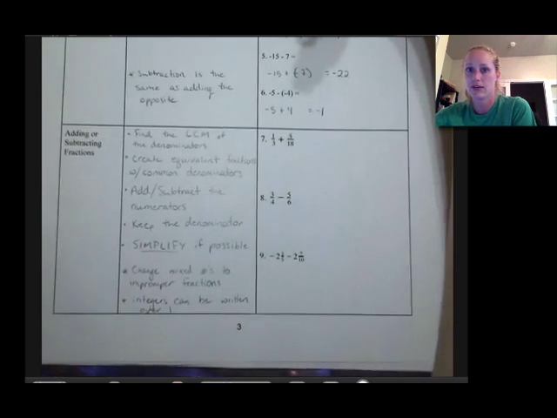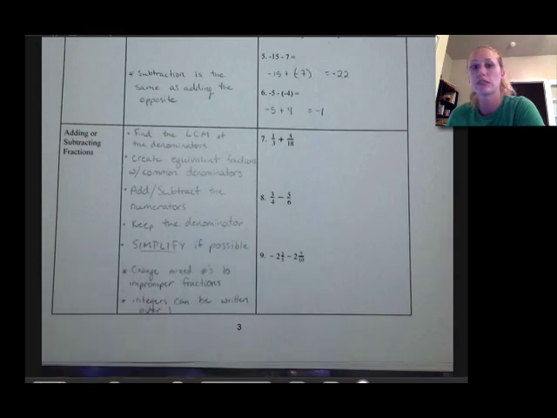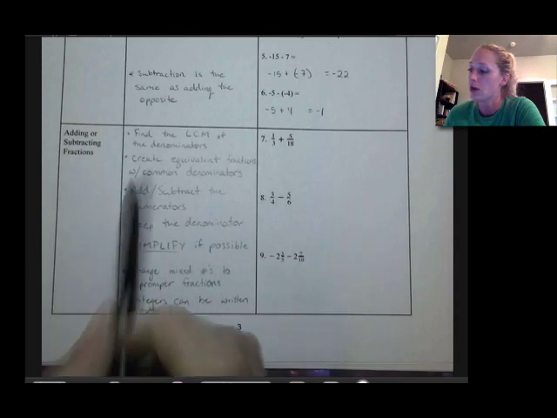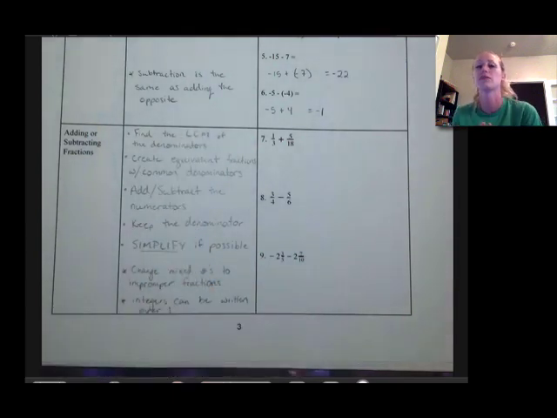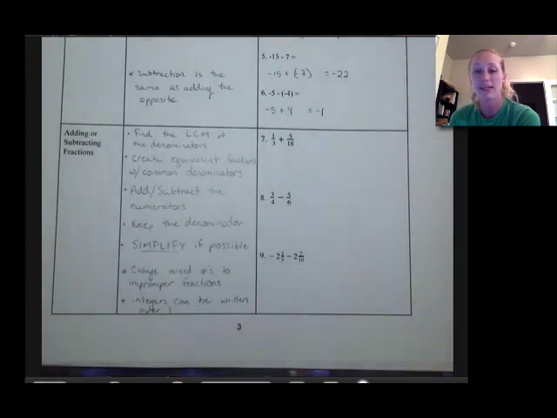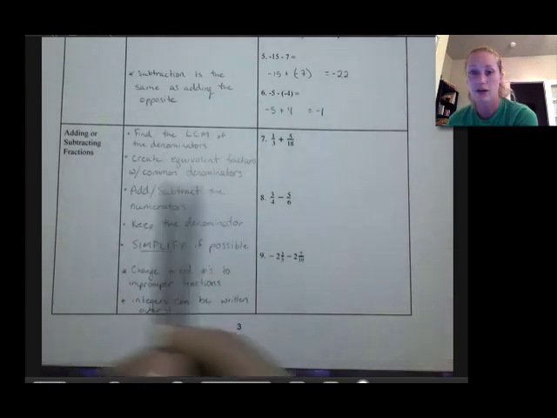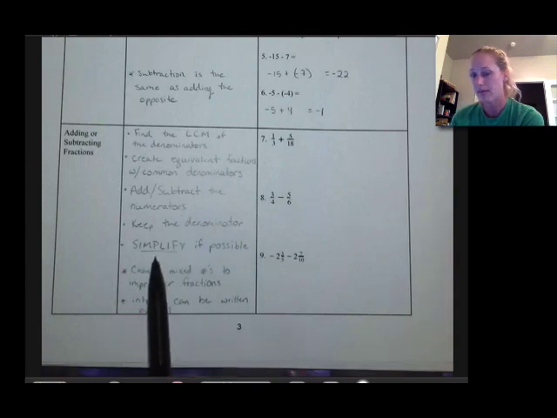Here I have our rules for adding and subtracting fractions. The biggest thing to remember with adding or subtracting fractions is that they have to have a common denominator. How we find a common denominator: LCM stands for least common multiple, which means a number that they would both go into evenly when multiplied. Once I figure out what that number is, I'm going to multiply each of my fractions to get them to have that common denominator. Then we're going to add or subtract, whichever the operation is, the numerators, keeping the denominator the same, and then we're going to try and reduce or simplify if we can.